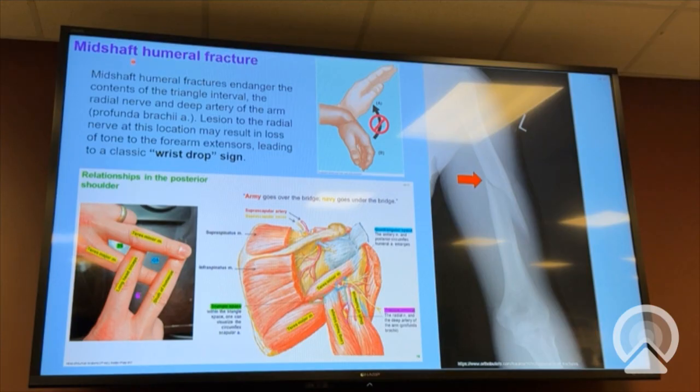The reason is that if your extensor muscles quit working and they're not working at all, they're denervated, you have a full lower motor neuron injury, then the flexor muscles on the flexor side are like, okay, I'll take it. So they take the slack and pull your radiocarpal joint, your wrist joint, into flexion.